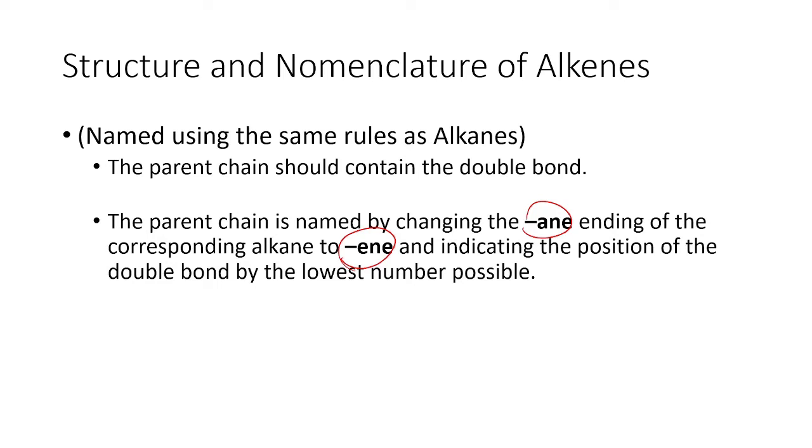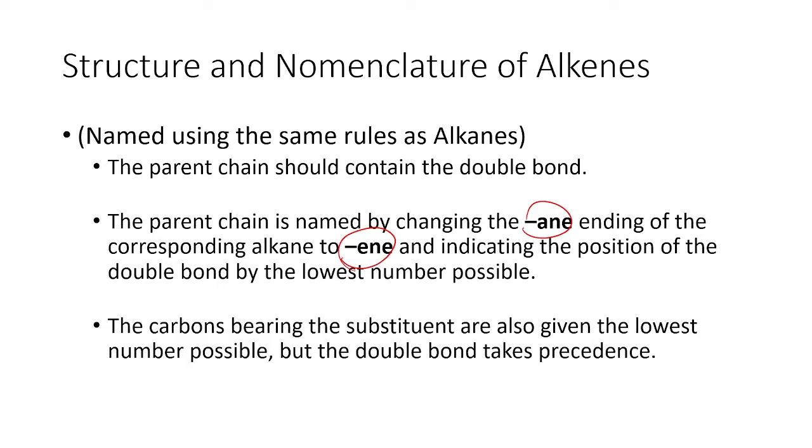And last, an additional rule when we are talking about alkenes: the carbons bearing the substituent are also given the lowest number possible, or lowest position. But the double bond takes precedence. Meaning to say, if we have double bonds and side chains, the double bond must first be assigned the lowest possible number, and then saka lang yung mga nasa side chain natin or yung mga tinatawag nating substituent.